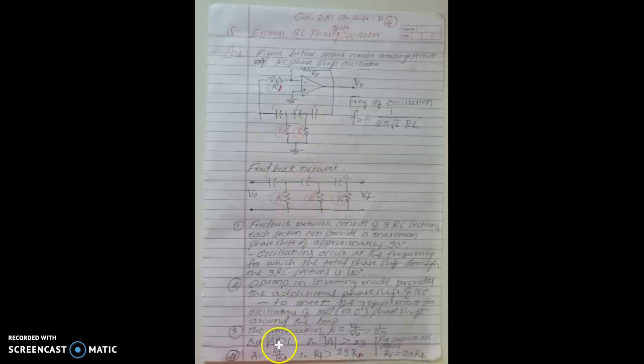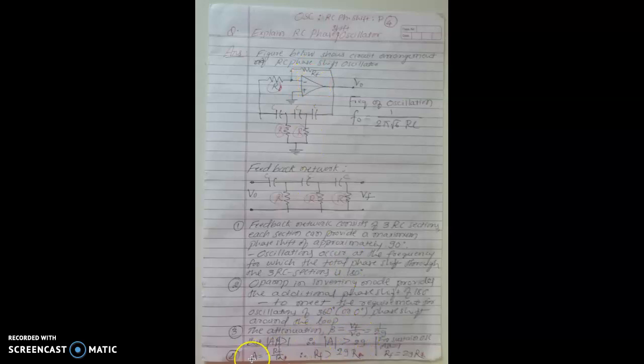We know that beta is equal to 1 by 29. If you substitute here, 29 comes to the other side of the inequality, and we get magnitude of A, the gain of the basic amplifier, greater than 29. So while designing this inverting amplifier, we should design it such that the gain is greater than 29.